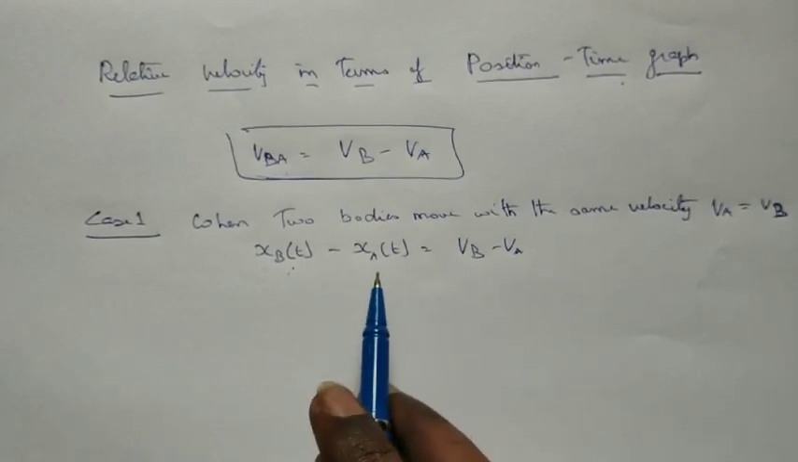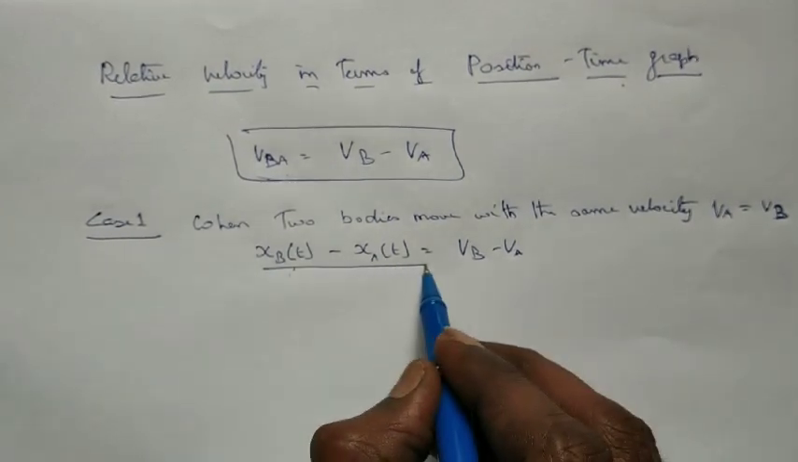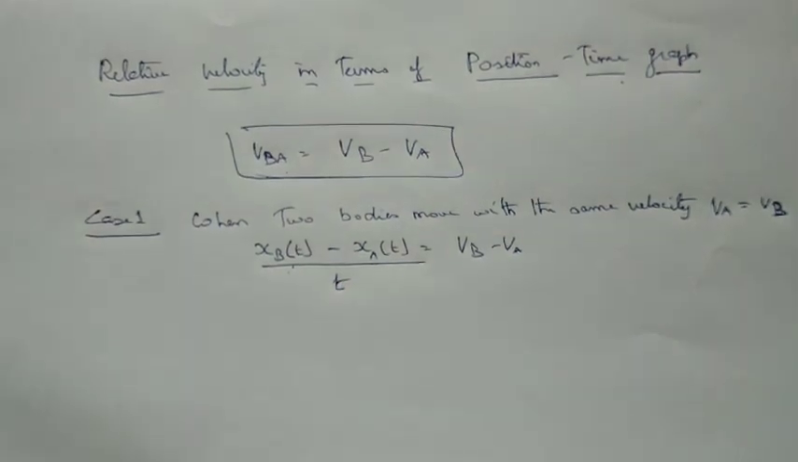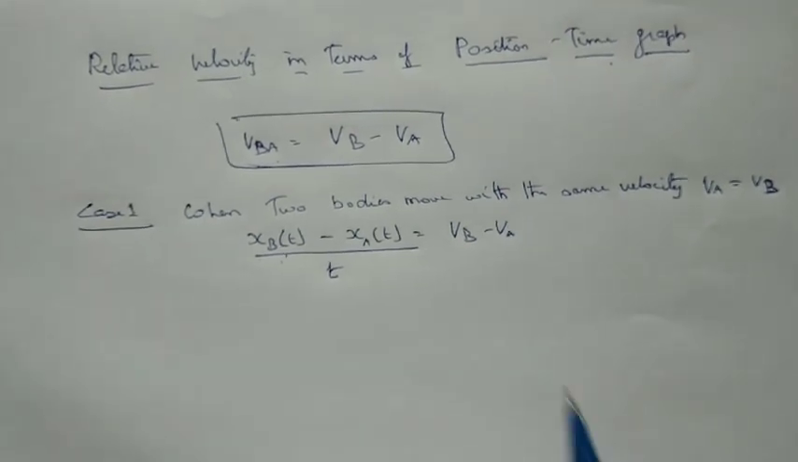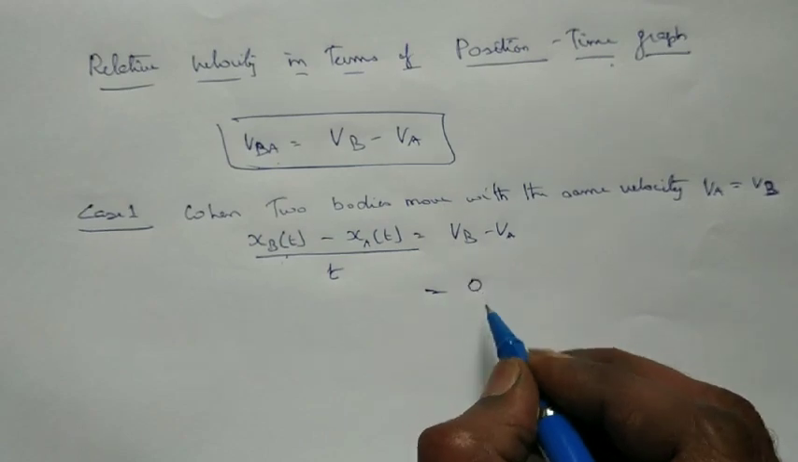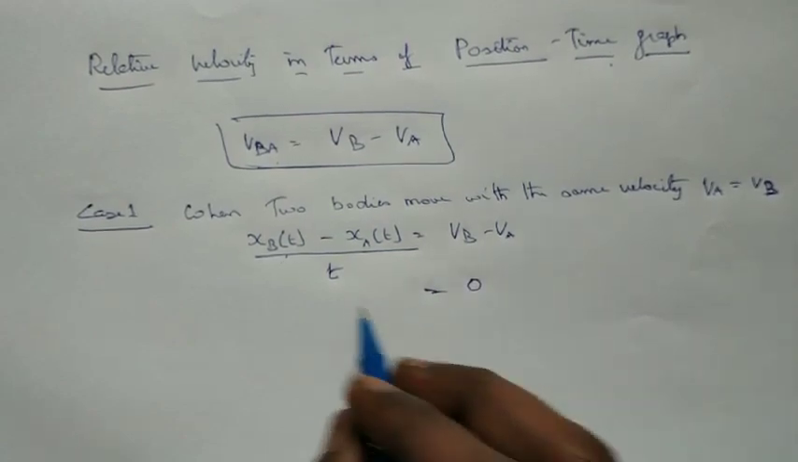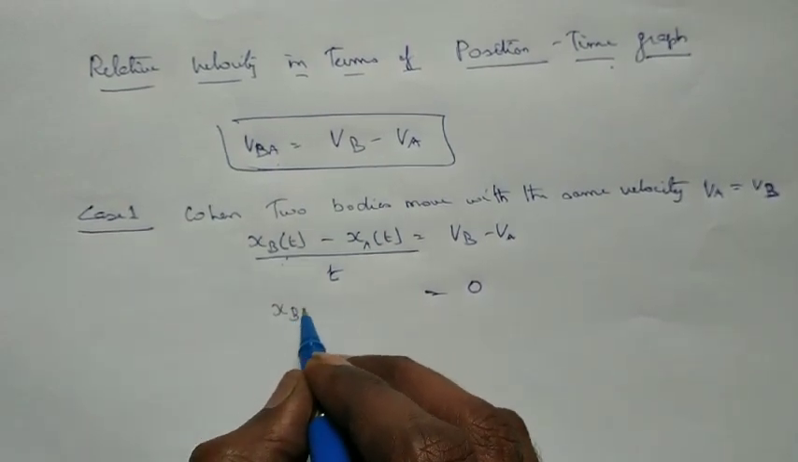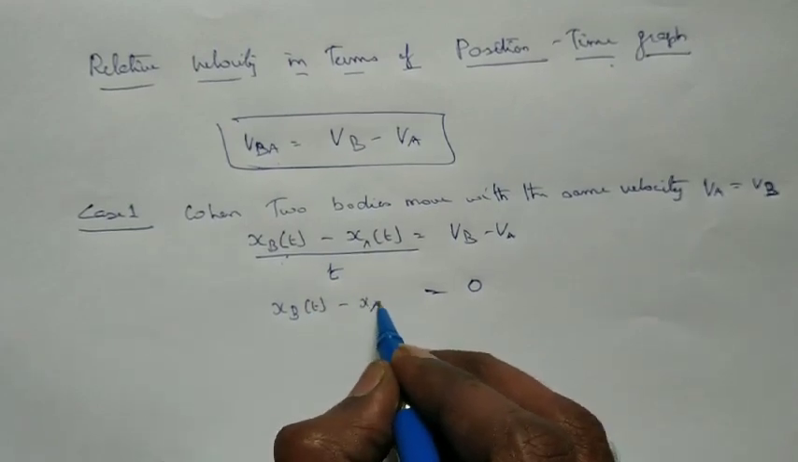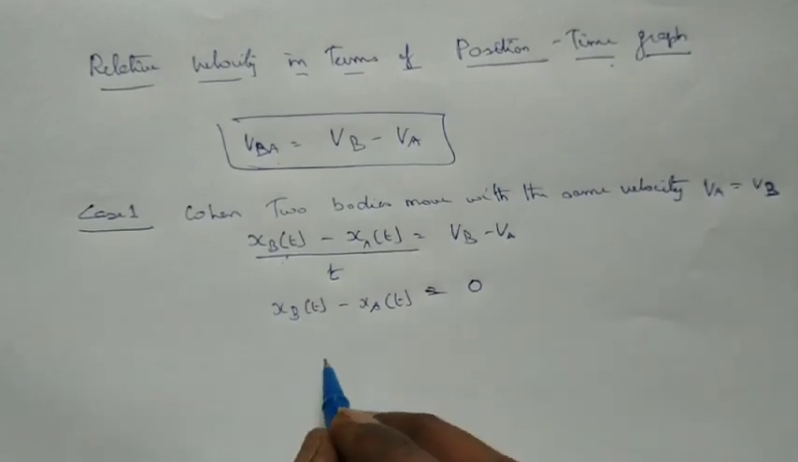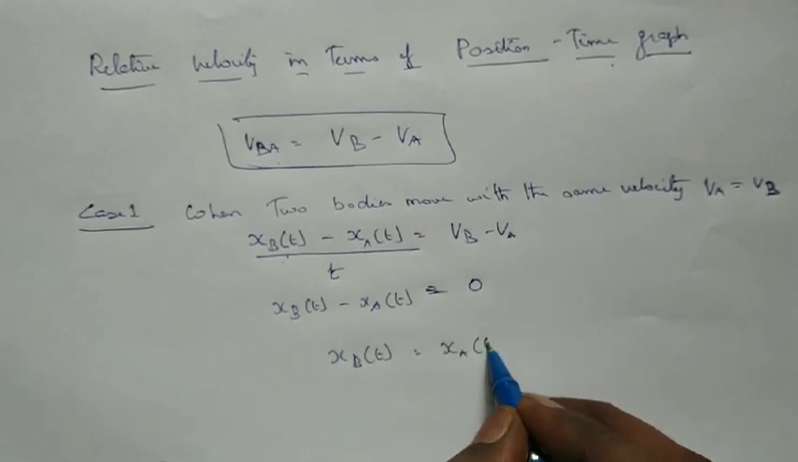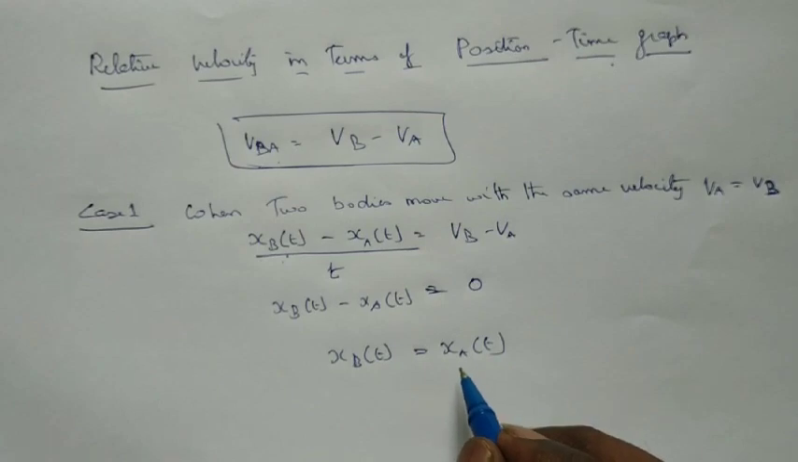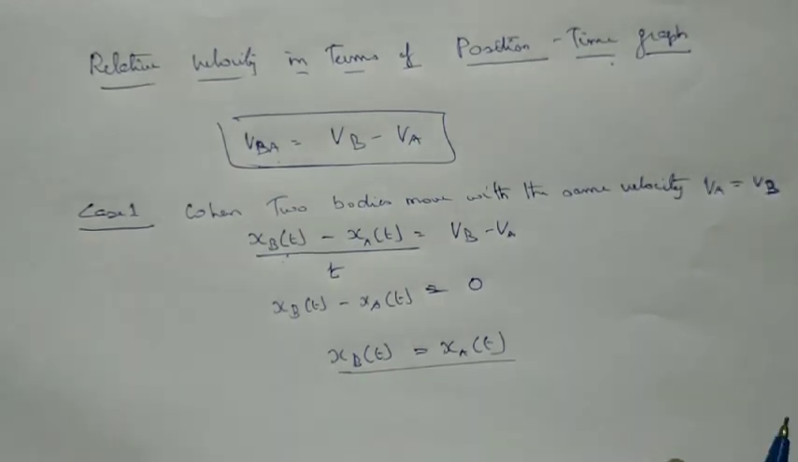So that makes it quite simple for us. It is divided by time here, so you get VB minus VA. When the two objects are moving at the same speed, VB minus VA is going to be equal to 0. So XB of t minus XA of t is going to be equal to 0. That means XB and XA will be at the same distance. You will find both of them having the same distance all the time.